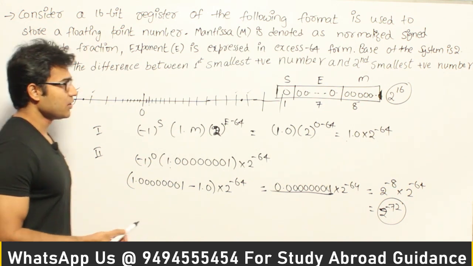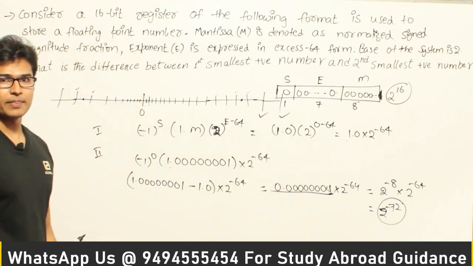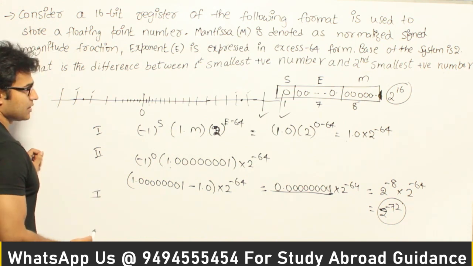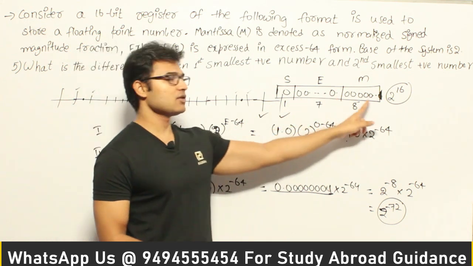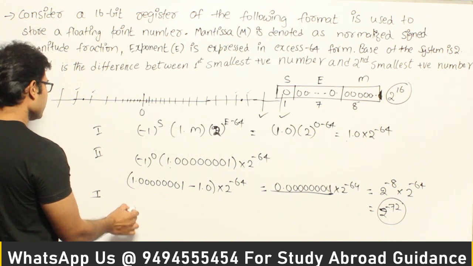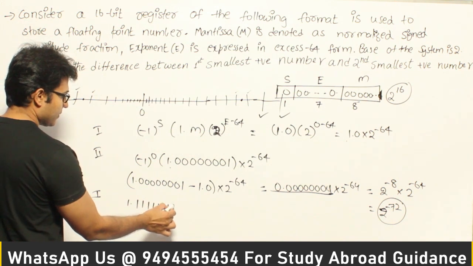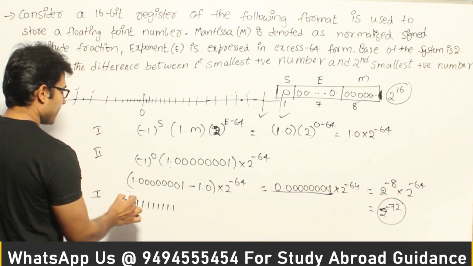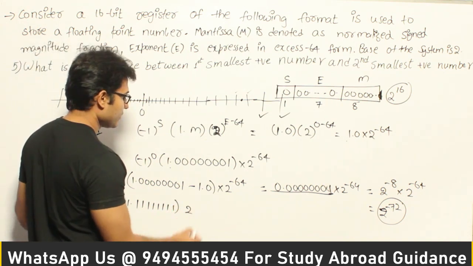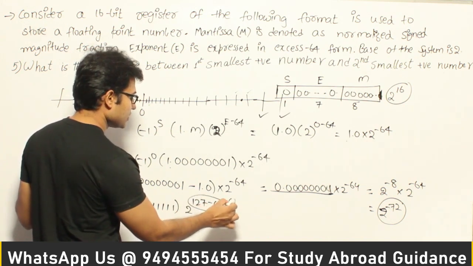In order to find it out, you have to find the highest positive number and the second highest positive number. The highest positive number is where you put all ones here and all ones here, right? Then what do you get? The highest positive number is going to be 1.1234567 into 2 power, if I put all ones in the 7 bits, 127 minus 64, which means this exponent is going to be 63.